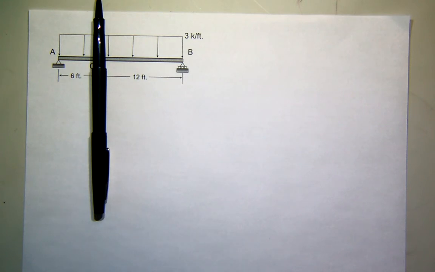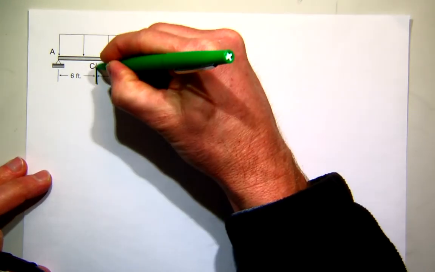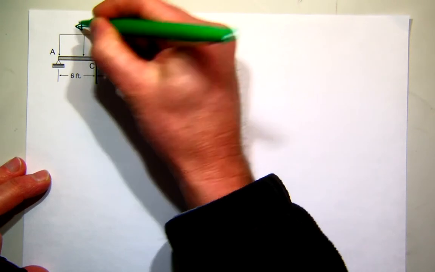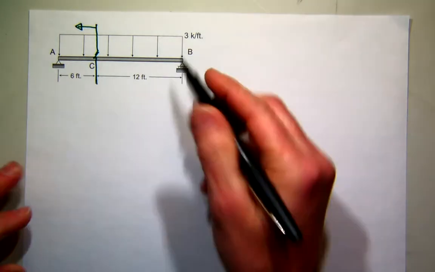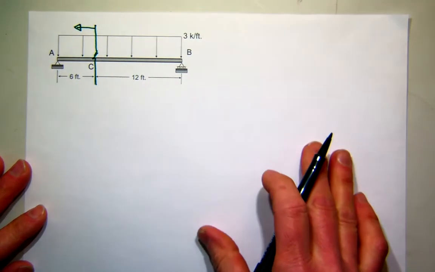You could work the right-hand side. Did I say right hand? I will work the left-hand side. You could do the right-hand side and get exactly the same result. So keeping that in mind, I'm going to cut my structure here, and I want to work the left side, so I don't really need to find my reactions at B. I'm just going to find my reactions at A.